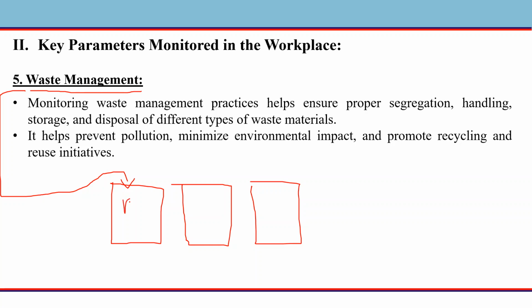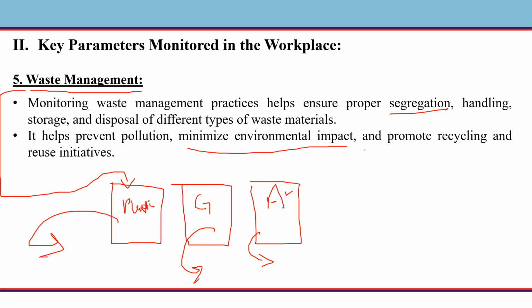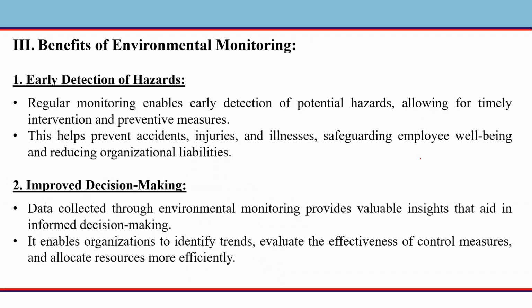For example, plastics at one place, or glass items, and then we have aluminum or metallic items at one place, so that this recycling process becomes easy. Okay, because we have already segregated it, separated it. It helps prevent pollution, minimize environmental impact, and promote recycling and reuse initiatives.